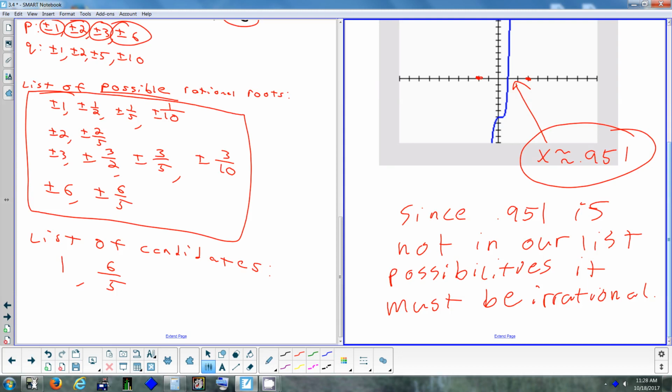So, any question on how we show that 0.951 is a root and how we concluded it has to be irrational?